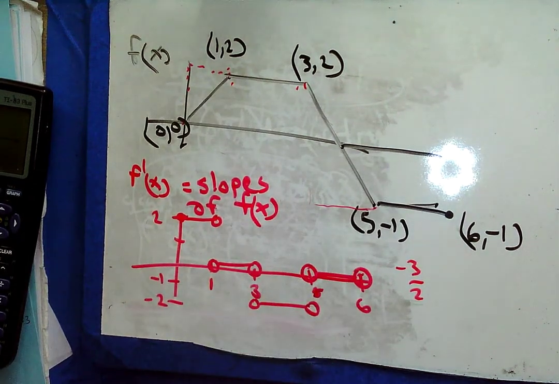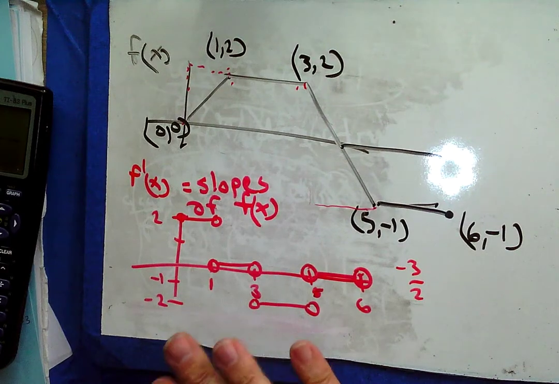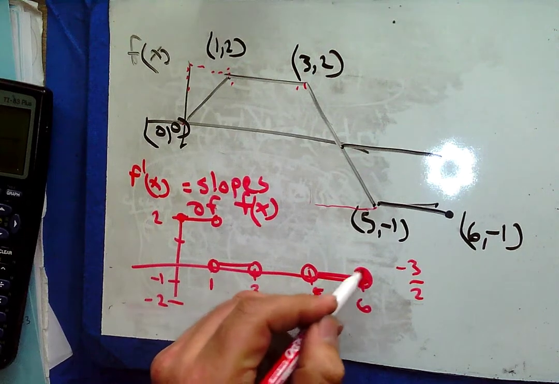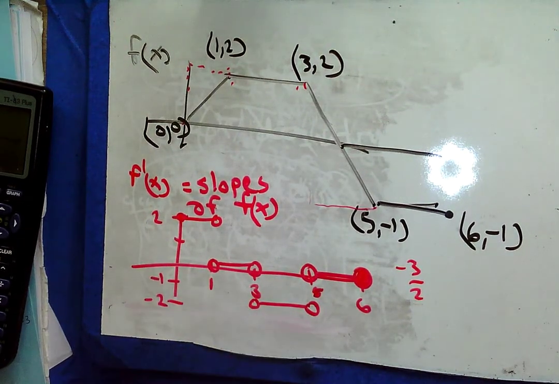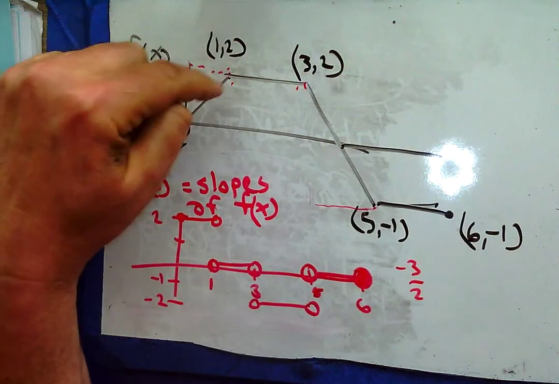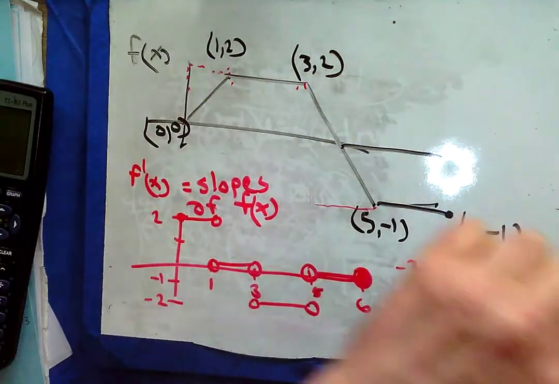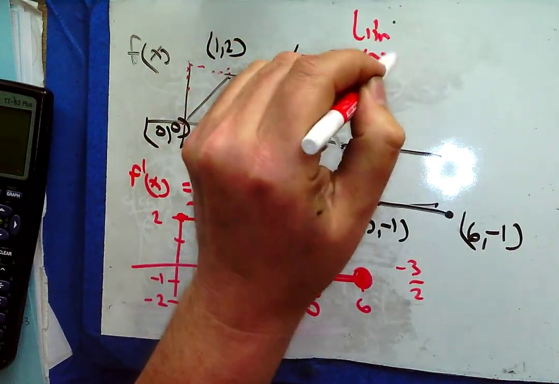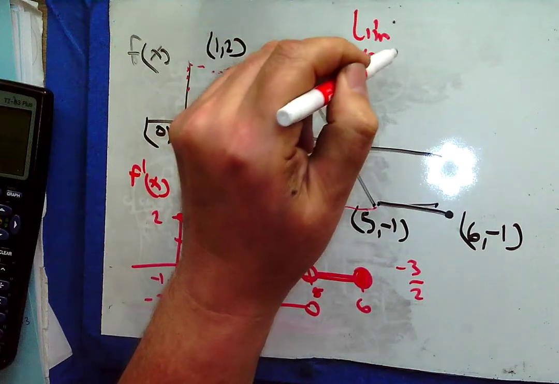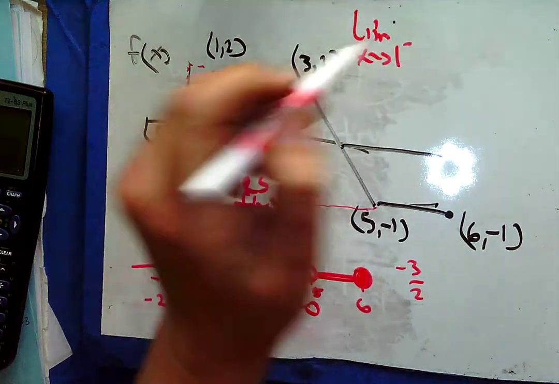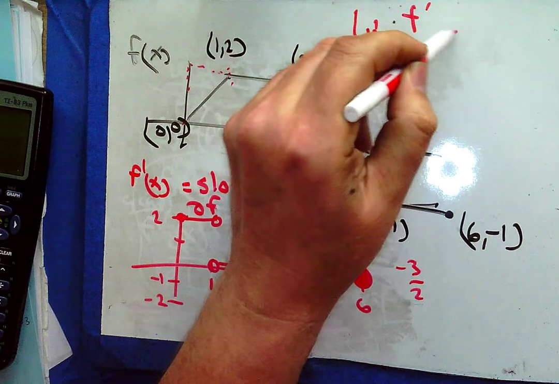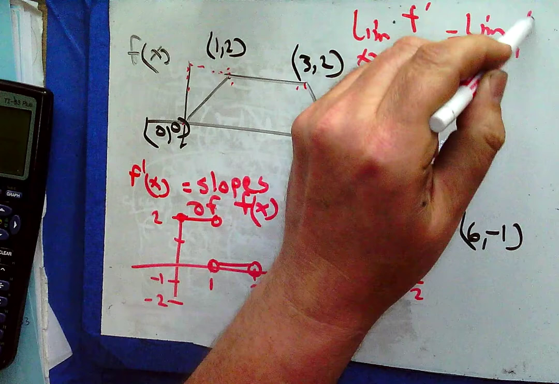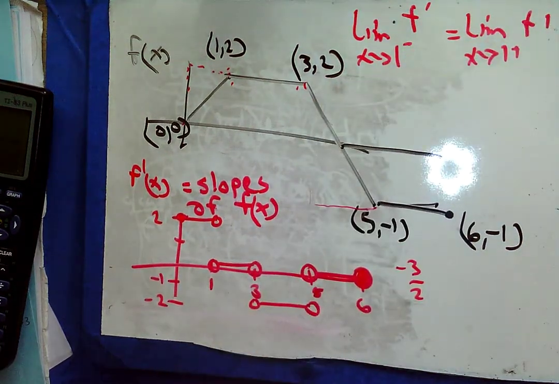Now, I want to talk to you a little bit about all these open circles. Why do I have these open circles? Well, can the derivative exist at this point? And let's go back to our definition of the derivative. The limit as x approaches 1 from the negative side of f prime of x equal the limit as x approaches 1 from the positive side of f prime. Now what does that mean?